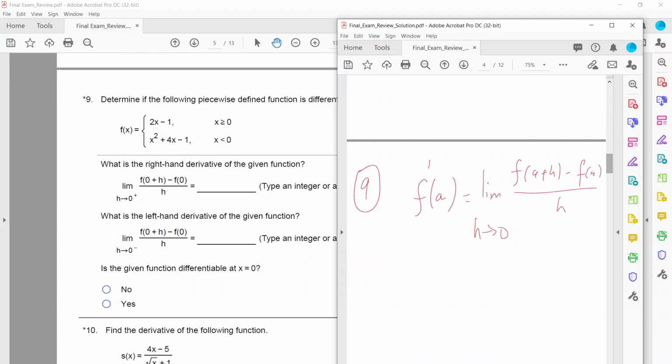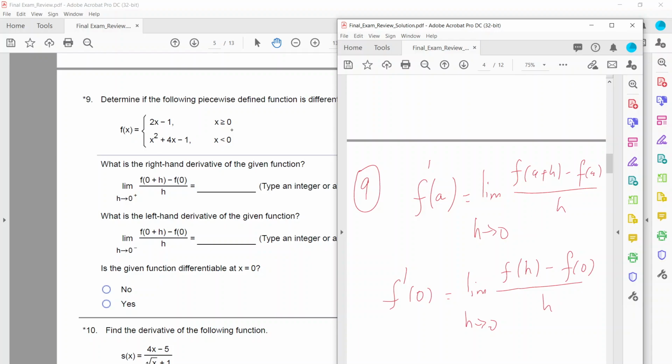So a function f of x would be differentiable at a if this limit on the right side does exist, meaning the left hand limit and right hand limit of this expression does exist. When h approaches 0 from the right side, this limit should exist, and when h approaches 0 from the left side, this limit should exist. So this function would be differentiable at 0. I want to replace this a by 0, if this limit, f of 0 plus h minus f of 0 over h, does exist.